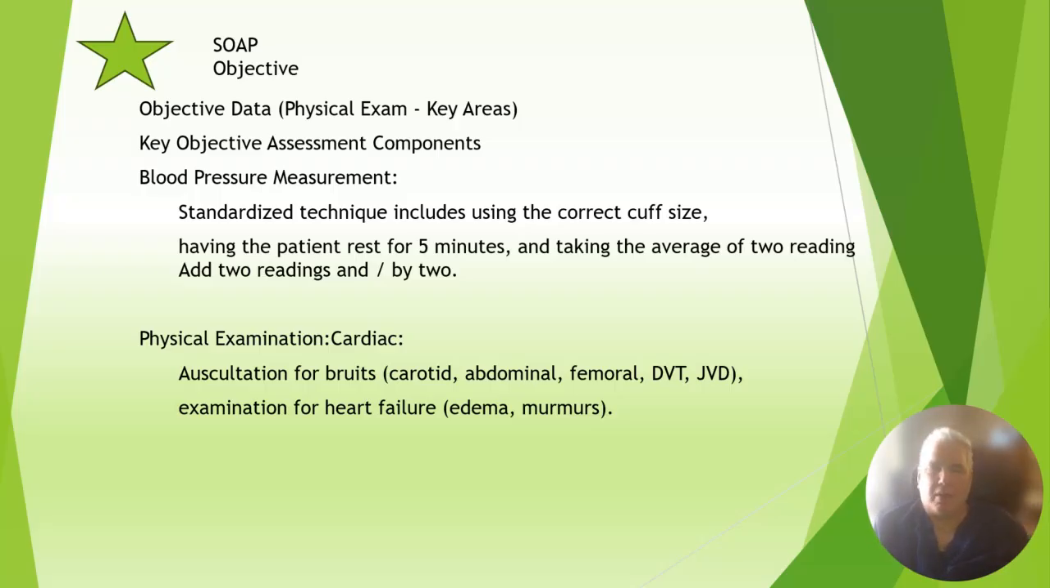abdominal, femoral. Want to look for DVTs, deep vein thrombosis, or JVD, jugular vein distension. And again, you're listening for edema or murmurs in the heart as you auscultate. These are all indications of abnormalities that need to be addressed further to find out how serious they are to the health condition of the patient.